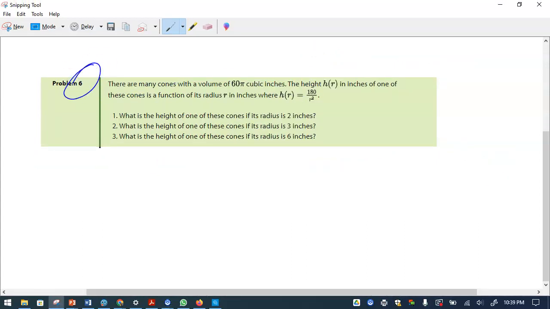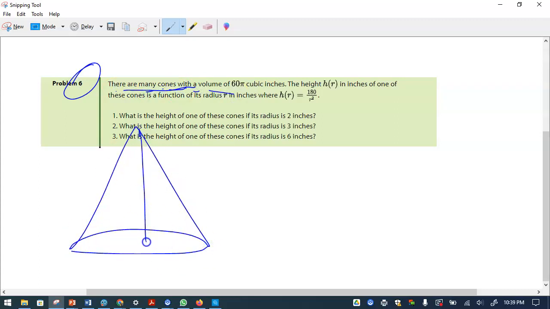Question number 6 is the repetition. There's a cone with a volume, so there's a volume with a cone like this. And they gave you the height, this is h in terms of r. So they already gave you. This volume is 180 cubic inches.